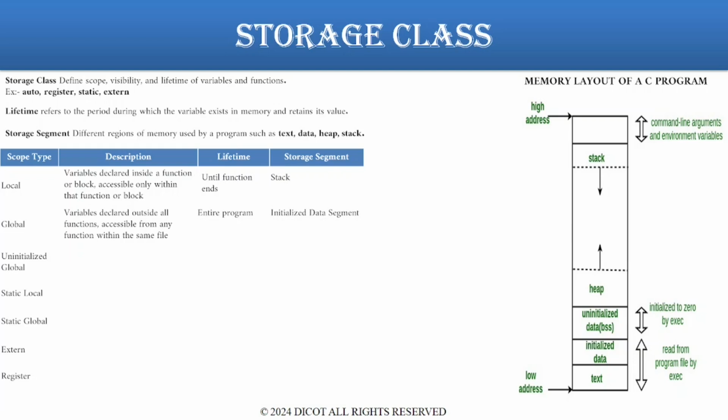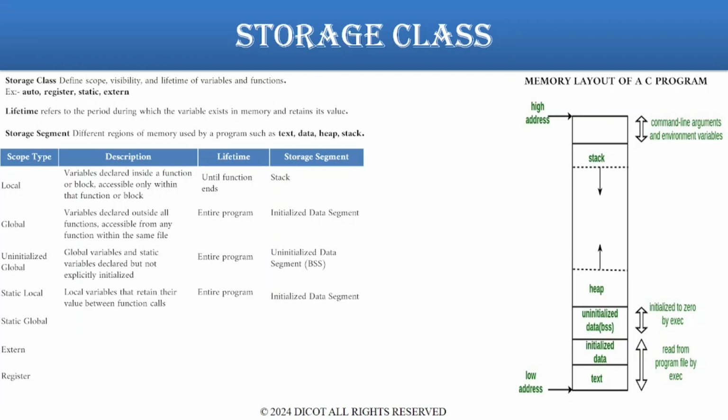Uninitialized global: global variables and static variables declared but not explicitly initialized. Lifetime, the entire program. Storage segment, uninitialized data segment, also called BSS. Scope type static local: local variables that retain their values between function calls. Lifetime, the entire program, and the storage segment is initialized data segment.